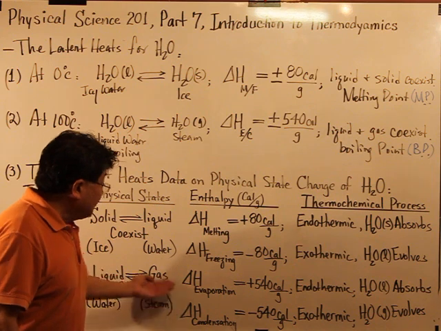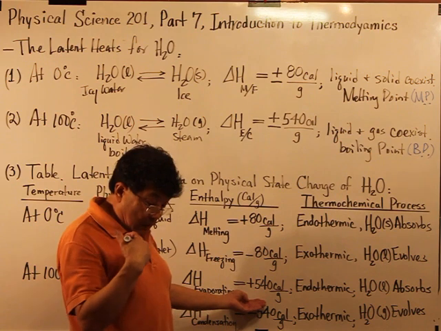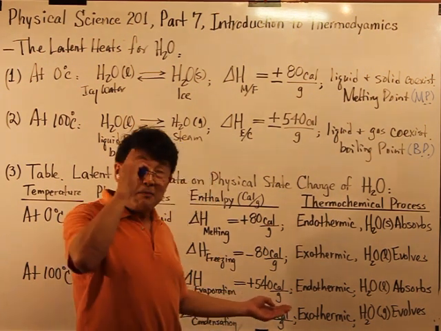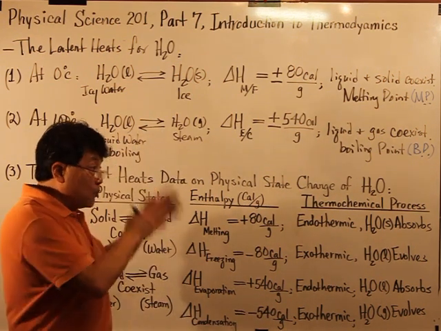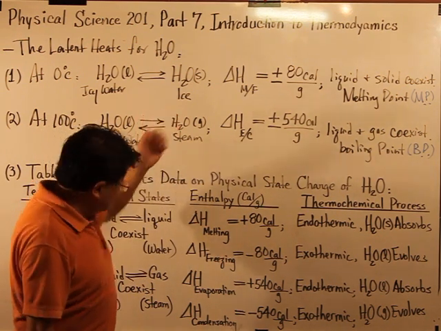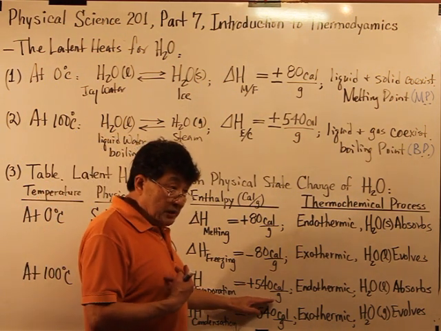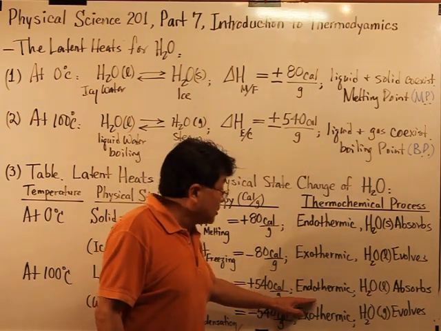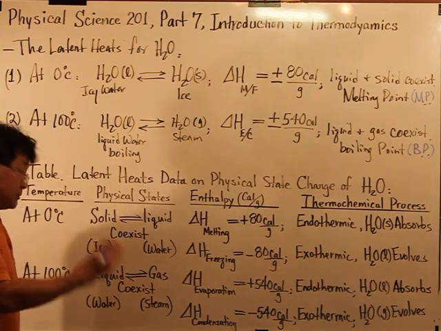The enthalpy of evaporation is going to be a positive value absorbed by the liquid water. It requires 540 calories per gram of water, per milliliter of water. We already talked about water having a unique density, 1 gram per milliliter, in part 5 or part 6. So if water absorbs heat to be boiled into steam, it is an endothermic process.